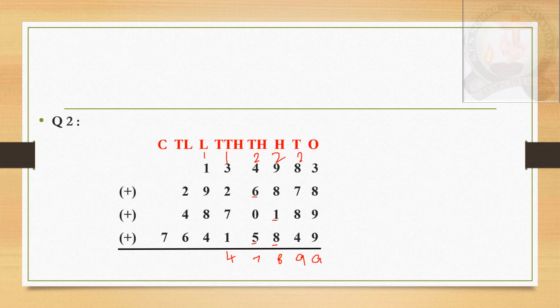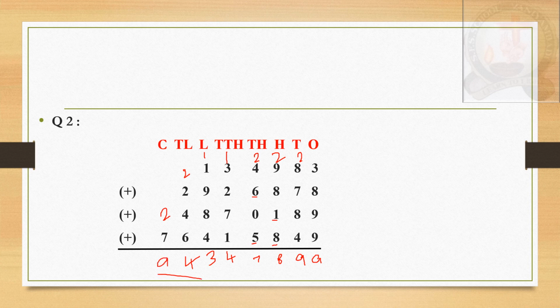1 plus 1 is 2, 2 plus 9 is 11, 11 plus 8 is 19, 19 plus 4 is 23. Okay, 3 write and 2 carry. Now 2 plus 2 is 4, 4 plus 4 is 8, 8 plus 6 is 14. Okay, 2 carry to the next digit. So 2 plus 7 is 9.